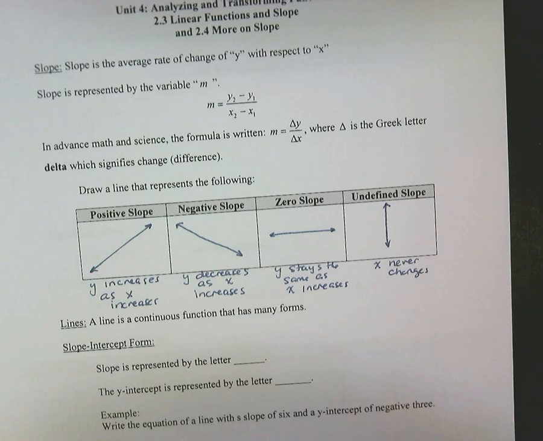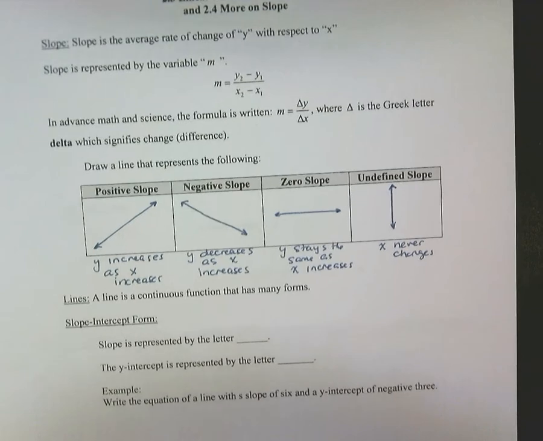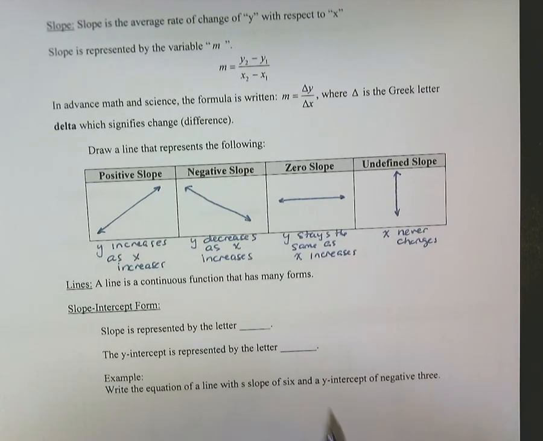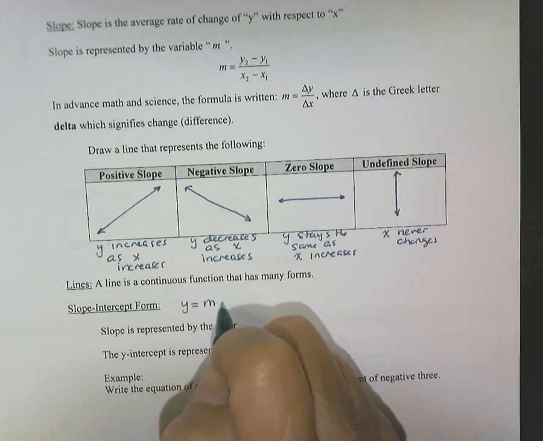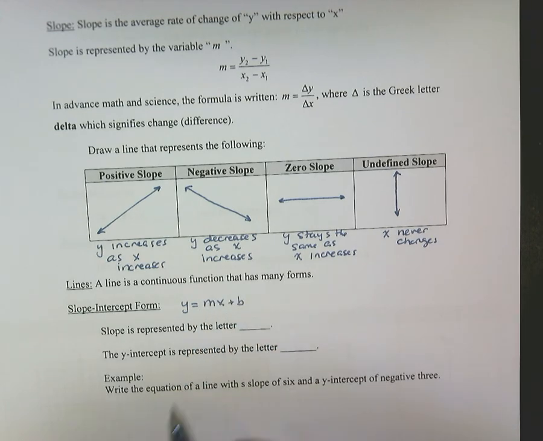So lines, a line is a continuous function, has many forms. Slope-intercept form is the one most of you have seen in Algebra 1. So slope-intercept form would be y equals mx plus b, where slope is represented by the letter m, and the y-intercept is represented by the letter b. So example here, I want you to write the equation of a line with the slope of 6, so I know this is my m, and a y-intercept of -3. So I know that this is my b. So I just have y equals 6x minus 3.